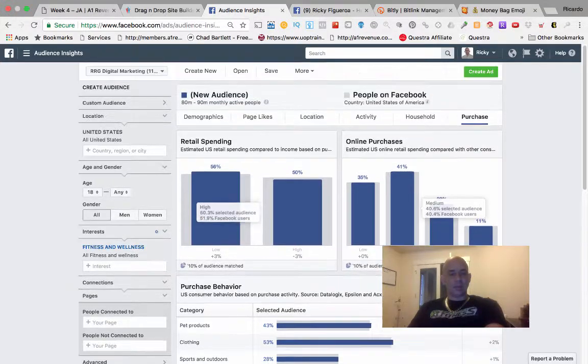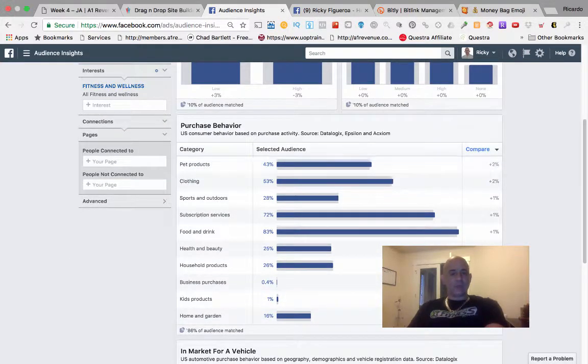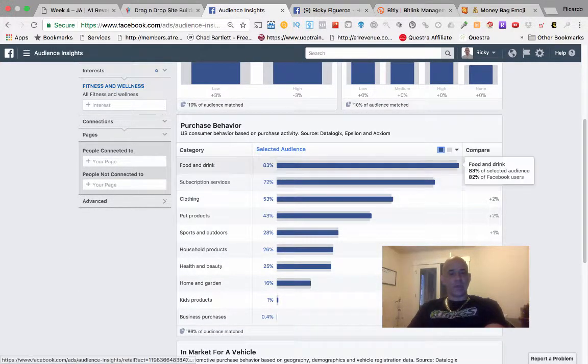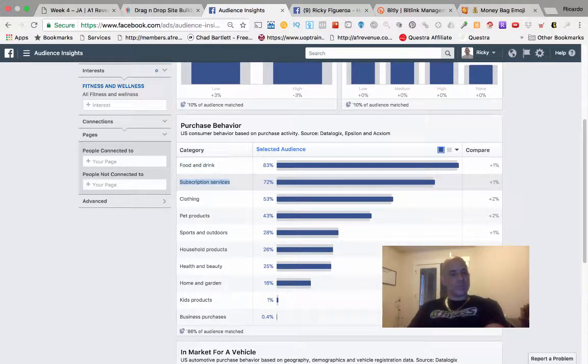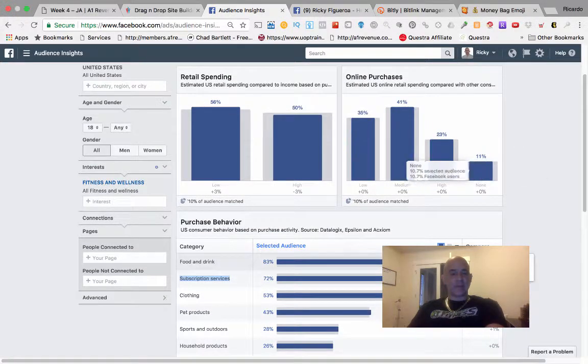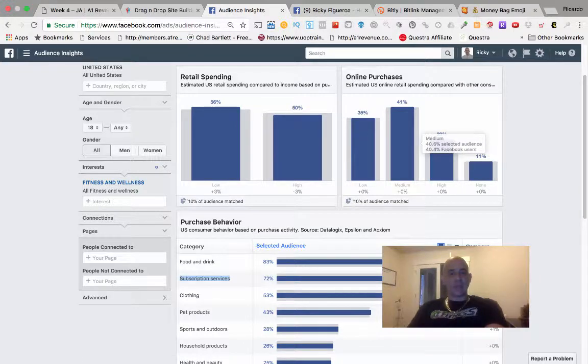Retail spending. There's a lot of stuff. These are some of the categories that they also like to buy. Of course, they're chubby. They like food and drink. Subscription services. This is good. If you have a service that is for weight loss, you have almost 72%, a high percentage of people who will buy it. Maybe 41% of that 72% will buy it because they are medium and high online purchasers.